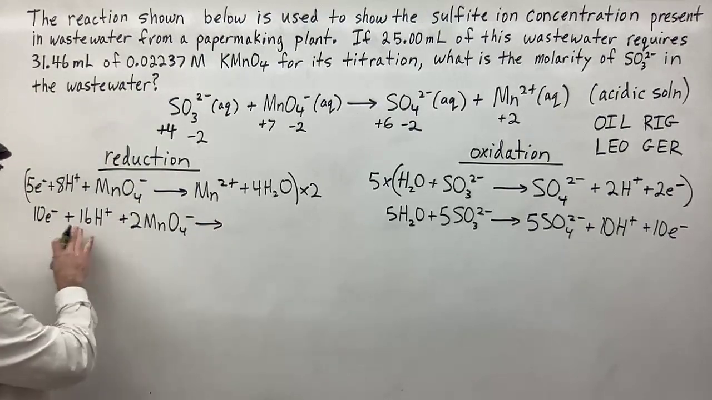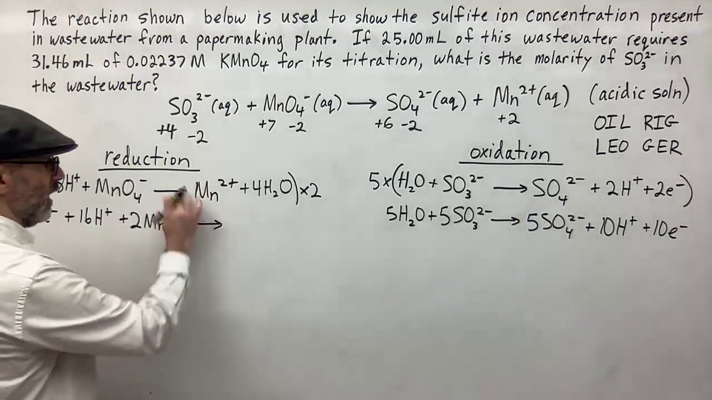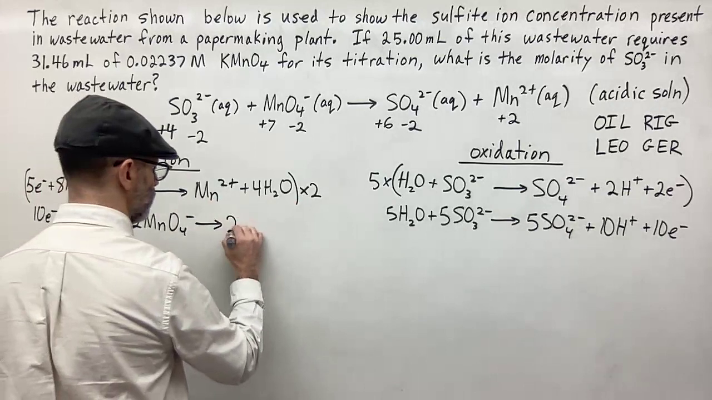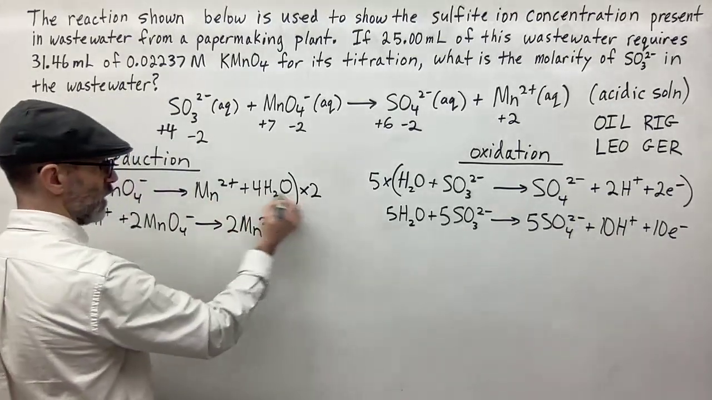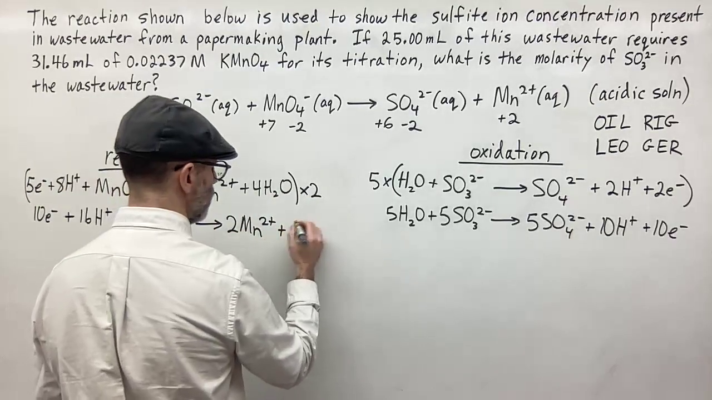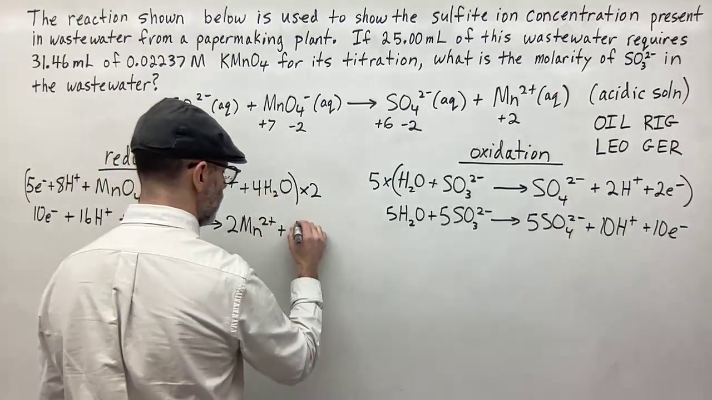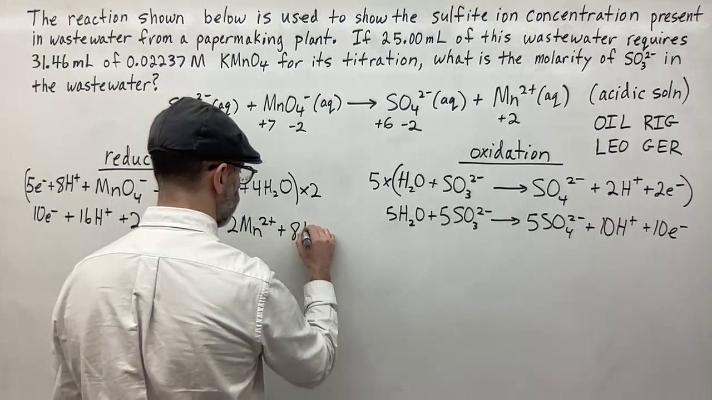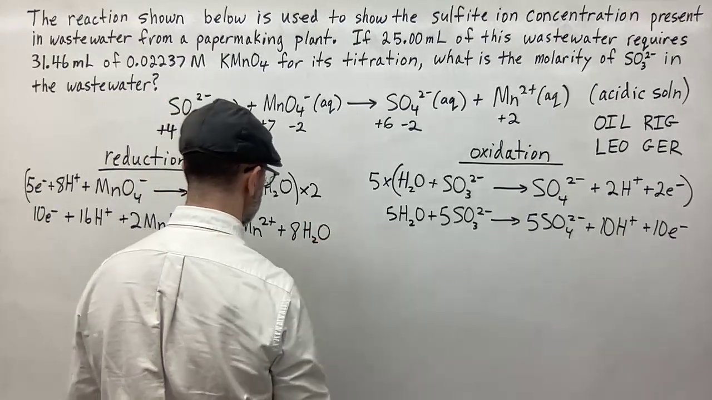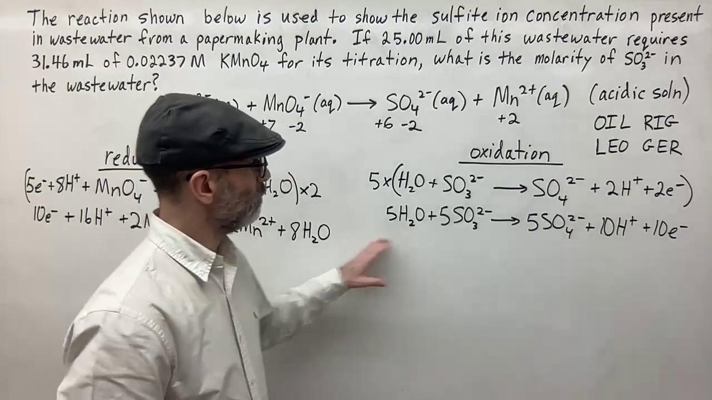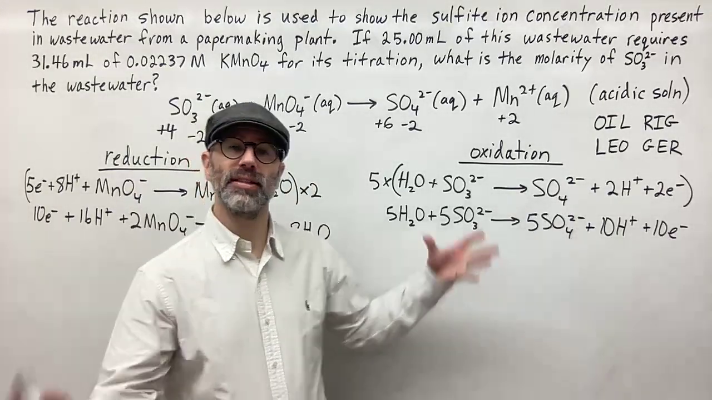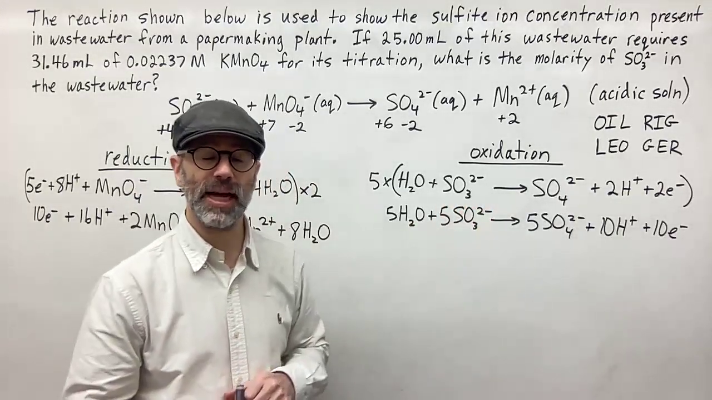And so I got 10, 16, 2, and then I've got Mn, so 2 times Mn, that's going to be 2 manganese ions, plus 2 times 8 is 4. 2 plus 4 is 8, so I have 8 H2O. Okay, so now that I've got that done, now it's time to add these two half reactions together.